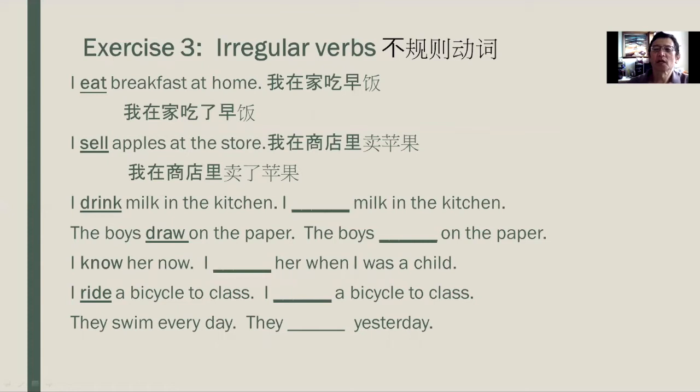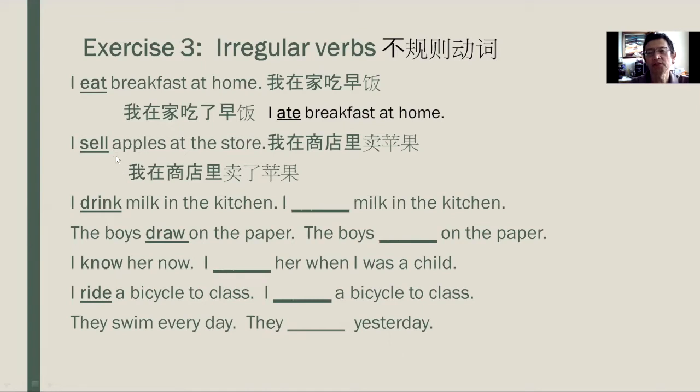In this exercise, these are all irregular verbs. These are the verbs that you would have to memorize. The first one is pretty easy. I eat breakfast at home. That's the present tense. What is the past tense? I ate breakfast at home.